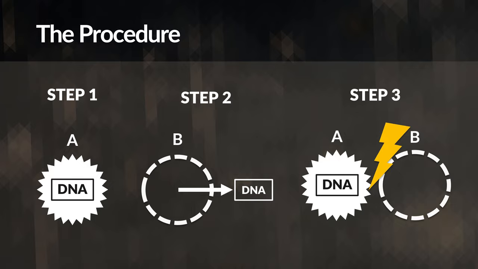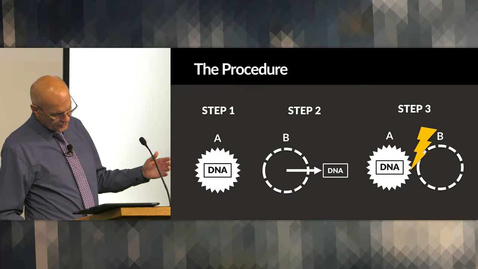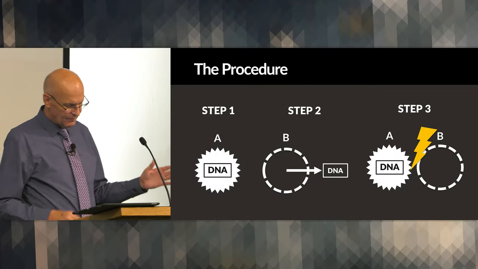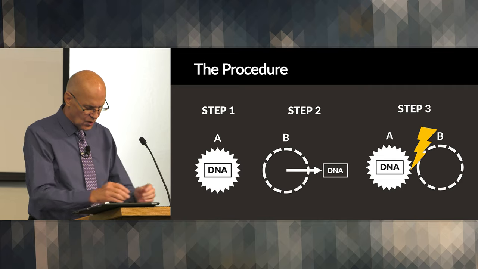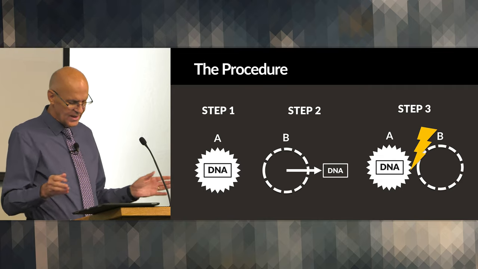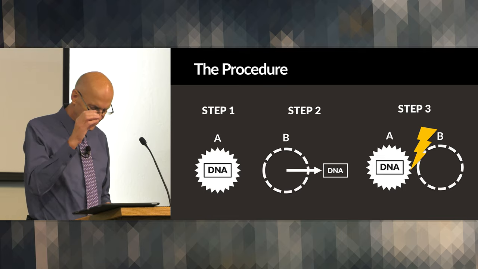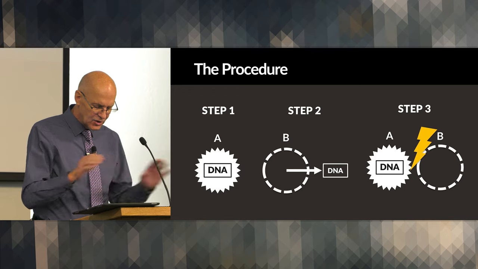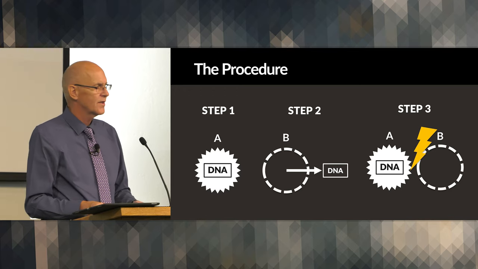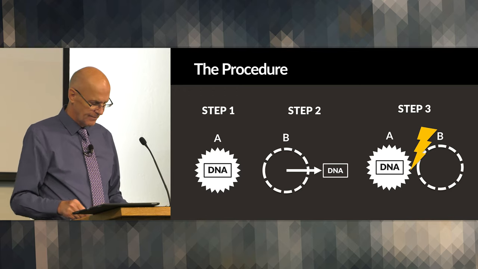Step number one is, he took a cell from the udder of one ewe and placed it in a solution which deactivated its growth mechanisms. This means he kept the cell alive but made it dormant so it would not reproduce.